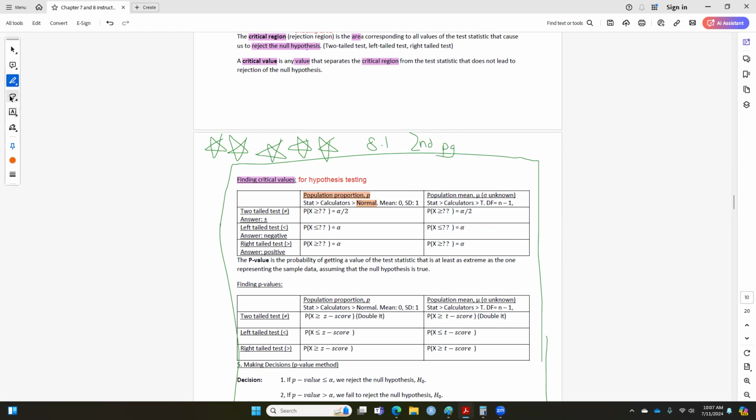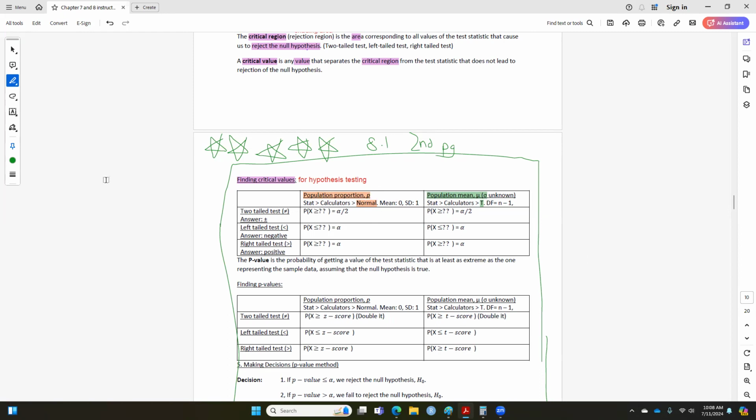But if you are doing the mean, the one in green here, then we're going to use a T calculator. This is what we're going to use when the question asks for a critical value. For the normal calculator, make sure you use the normal calculator with mean 0 and standard deviation 1, which we call the Z distribution.